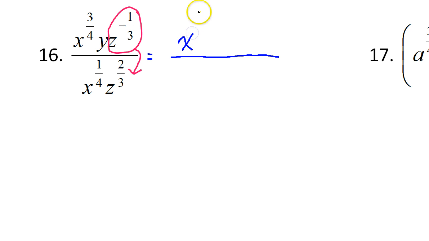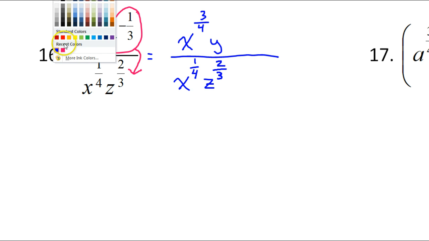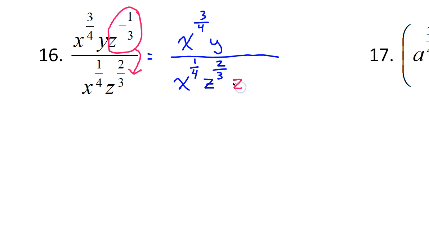So I have x to the 3/4 power still. I still have y sitting there. Down here, I still have x to the 1/4 power. And I have z to the 2/3 power. Whoa, I messed up my z. But now this dropped down to the denominator, so I'll have z to the 1/3 power in the bottom. Now I can start trying to put these things together.